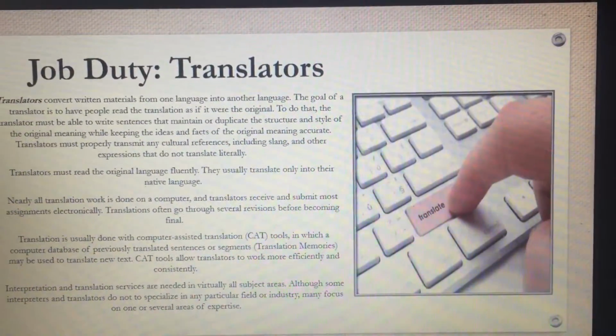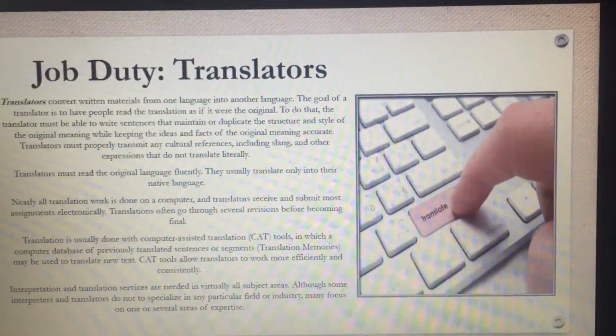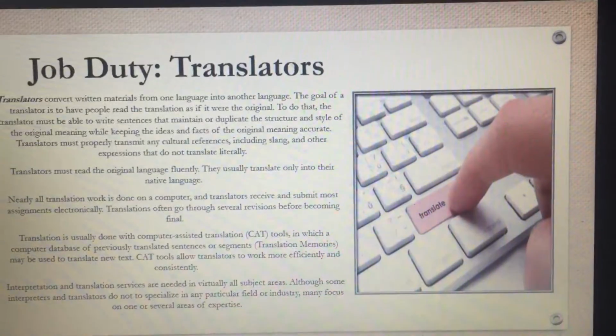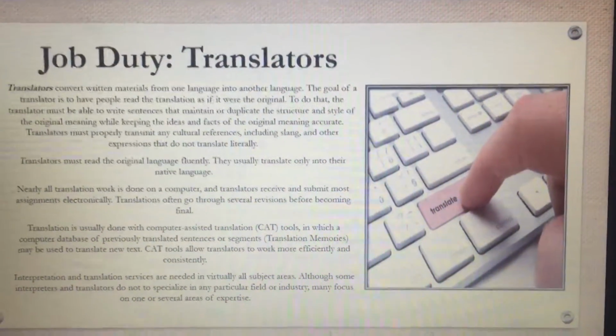Nearly all translation work is done on a computer, and translators receive and submit most assignments electronically. Translations often go through several revisions before becoming final.